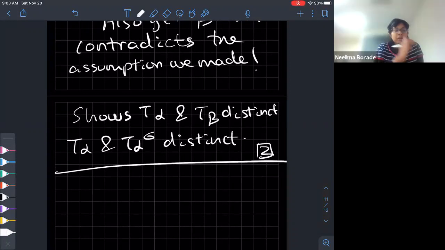Right. So, I think so. All we wanted to show was the action is faithful, right? So, for every permutation, if we find a tree such that the action is not trivial, then that means it's faithful.